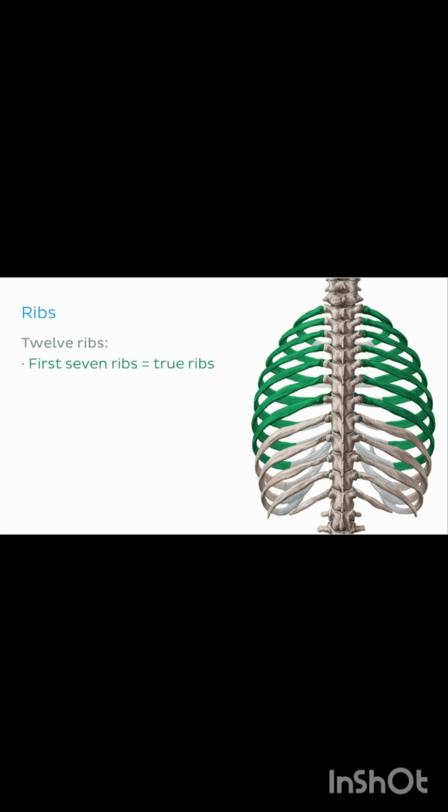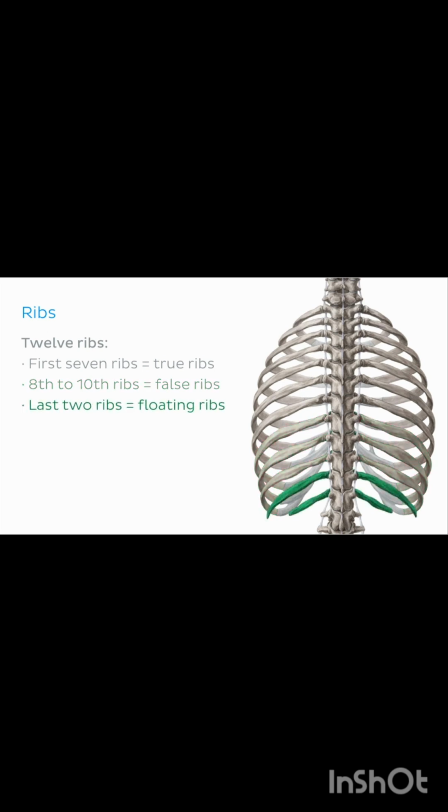These first 7 ribs are what are known as true ribs because they attach to the sternum directly via their own costal cartilages. The 8th to 10th ribs, on the other hand, are known as false ribs because they articulate with the sternum indirectly through the cartilage of the 7th rib. The last 2 ribs are known as floating ribs because their costal cartilages tend to end within the abdominal musculature.